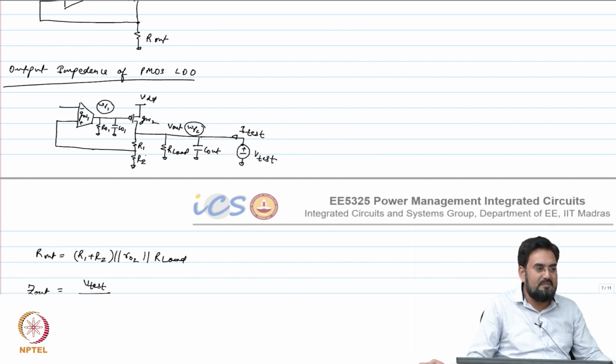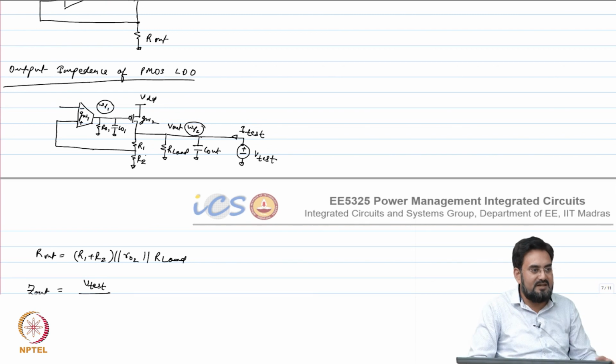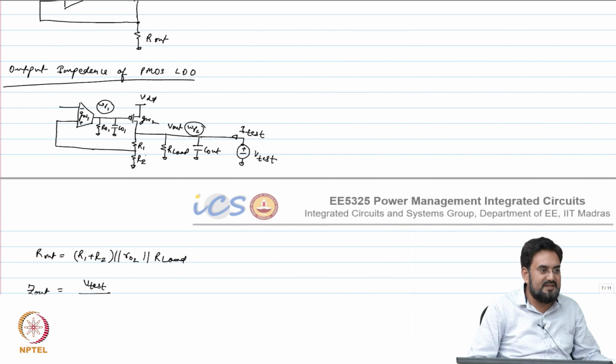So, for DC a capacitor is open. It does not matter whether it is 1 picofarad or 1 farad. At DC it is open. So the value of the cap will not affect your DC resistance.